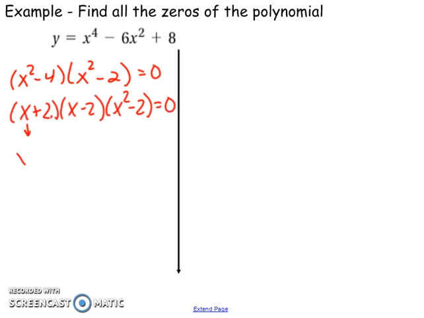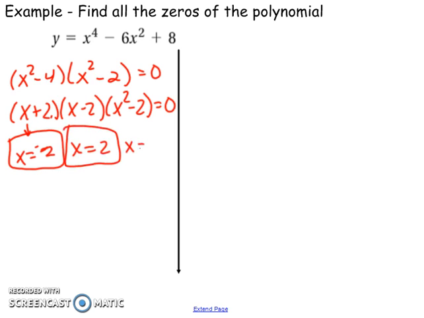If I set each one to 0, I'm going to get negative 2. It's supposed to be a negative here. I'm going to get positive 2. And I'm going to get plus or minus radical 2. So I have 4 answers, and I got them just from factoring.